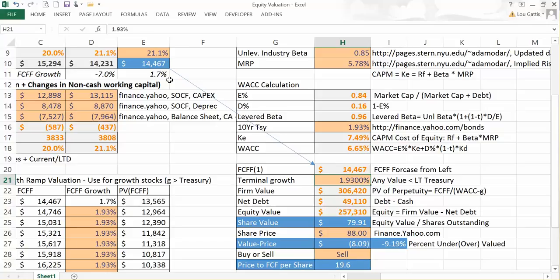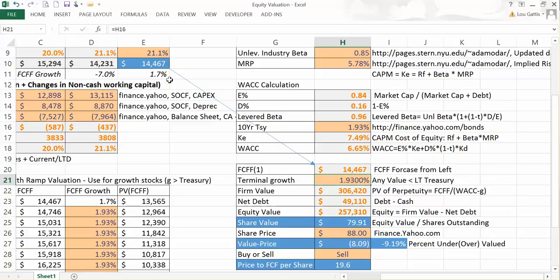Now, a conservative estimate would be just to plug in the 10-year treasury rate. The 10-year treasury rate, I've heard, is a good estimate for the long-term growth of the economy. So we think the U.S. economy might grow at about 1.9% forever, nominal growth. So I'll just assume Walmart grows at that same rate.